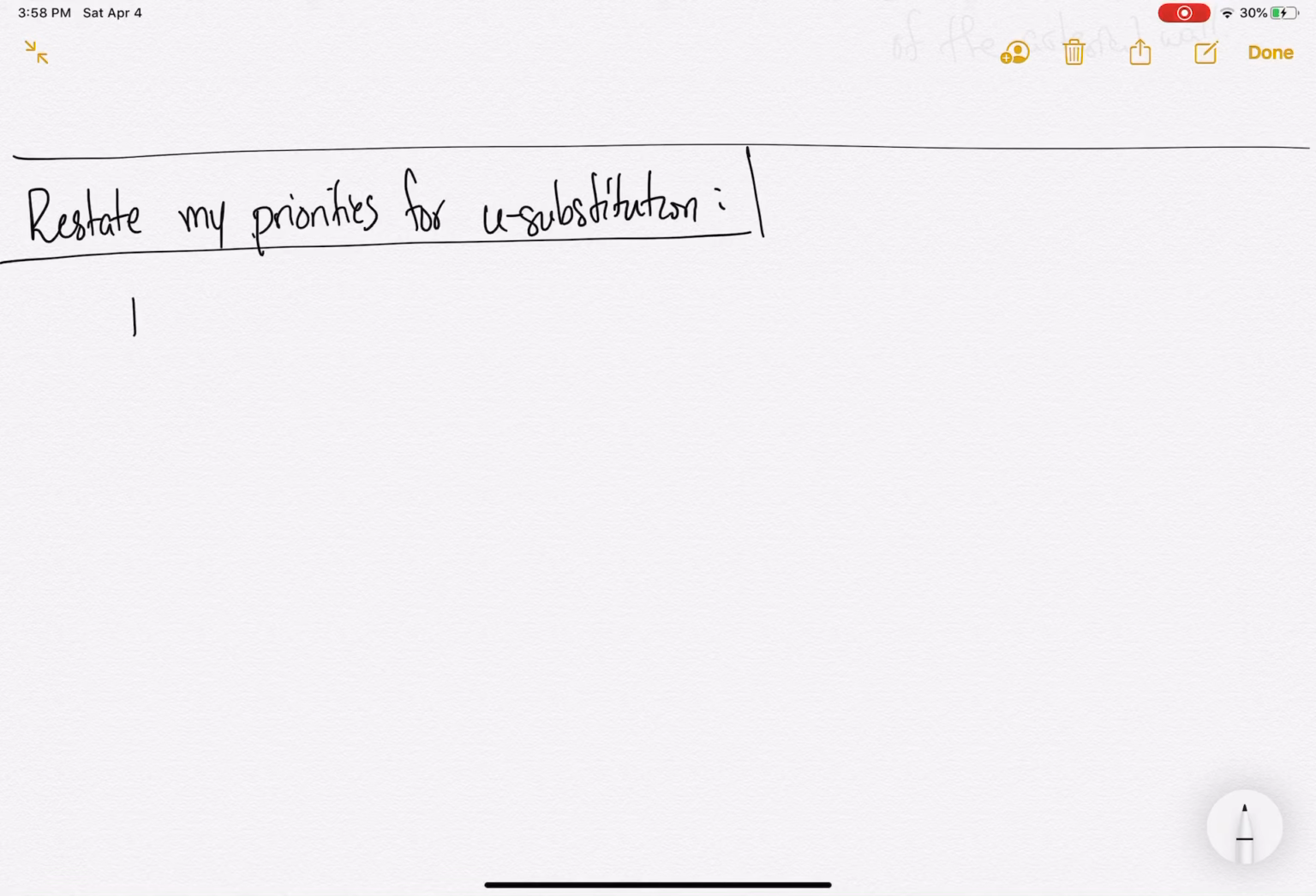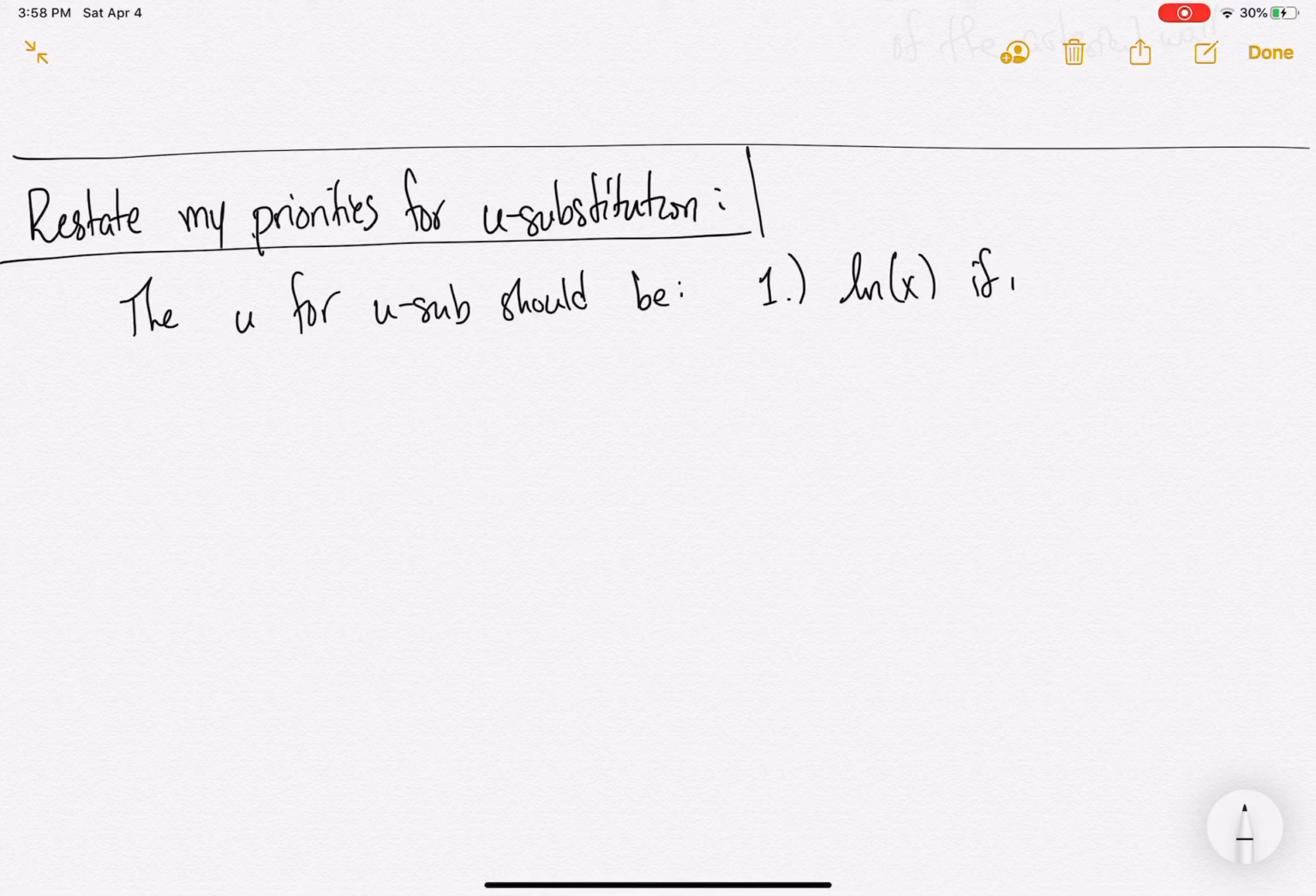So the u for u sub, your first priority is actually the natural log, if it exists. And that's something that I didn't take into account the last time, that if there is already a natural log in the problem, you want to use that. And then we kind of go back to what our orders were before.